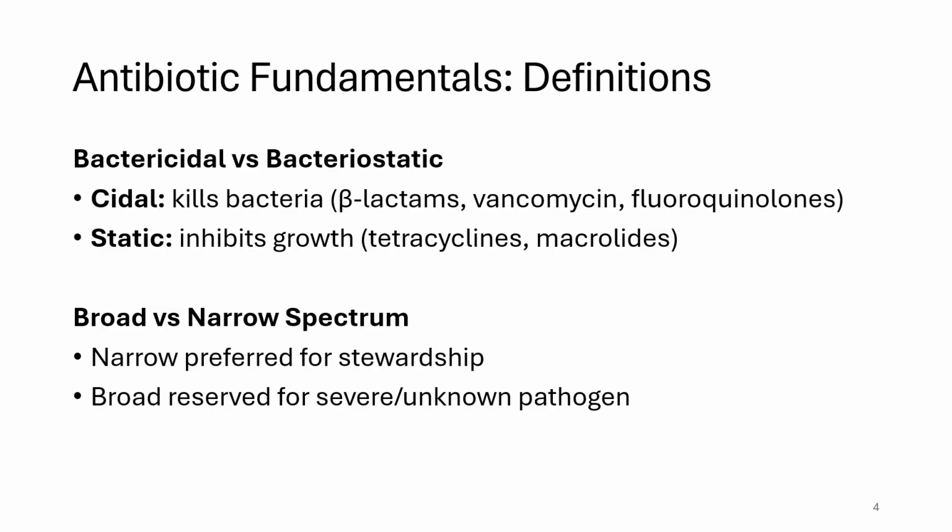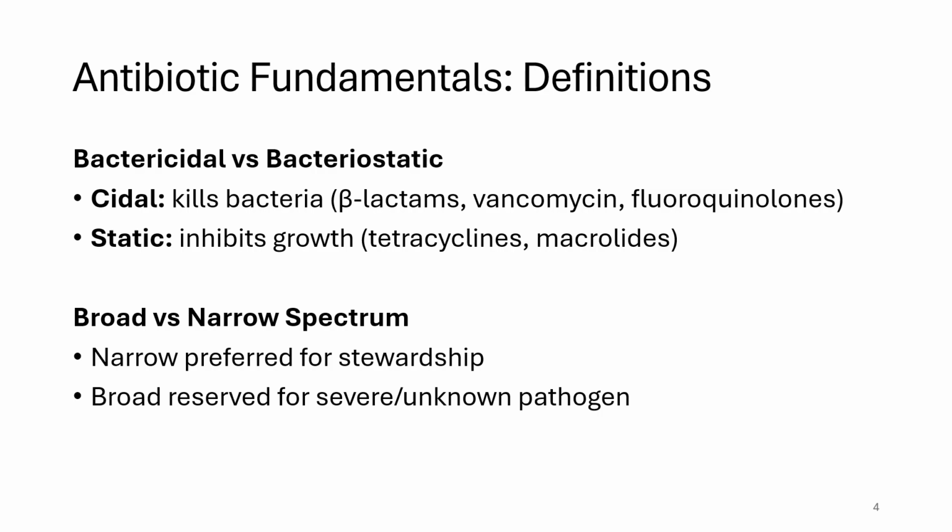Bacteriostatic antibiotics, on the other hand, inhibit bacterial growth rather than directly killing the organism. Examples are tetracycline and macrolides. These rely on the patient's immune system to finish clearing the infection, and they're very effective in many common outpatient infections. And then next, let's look at broad versus narrow spectrum antibiotics.